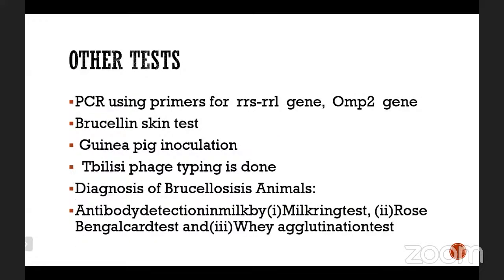Other tests are performed, such as PCR using primers for the RRS, RRL gene, and OMP2 gene. Brucellin skin test is done. Guinea pig inoculation and Tbilisi phage typing are done. Diagnosis of brucellosis in animals is mainly by antibody detection in milk by the milk ring test. Rose Bengal card test and whey agglutination test are done for the diagnosis of Brucella.